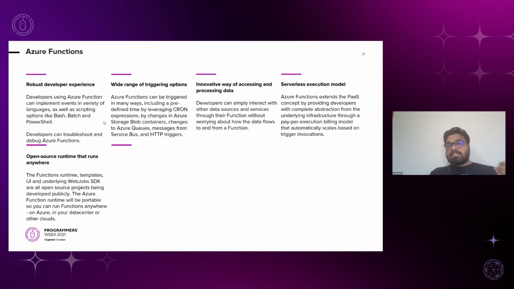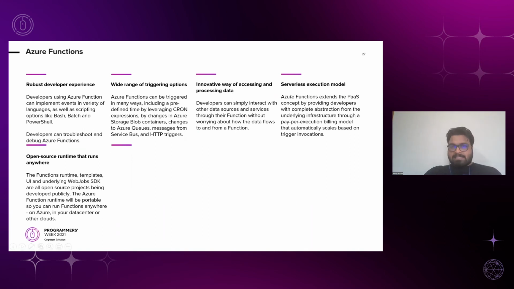And like we have seen, a lot of triggering options are available. They can create Azure functions using an HTTP trigger, like a very small piece of web API, or they can create Azure functions for different triggers like queue or blob trigger. So a wide range of triggers is available. And there's an innovative way of accessing and processing data. Developers can simply interact with other data sources and services without worrying about the data flows to and from a function. So that is also an important advantage.